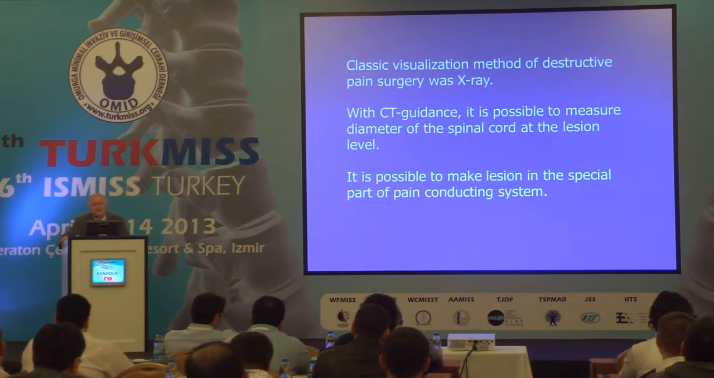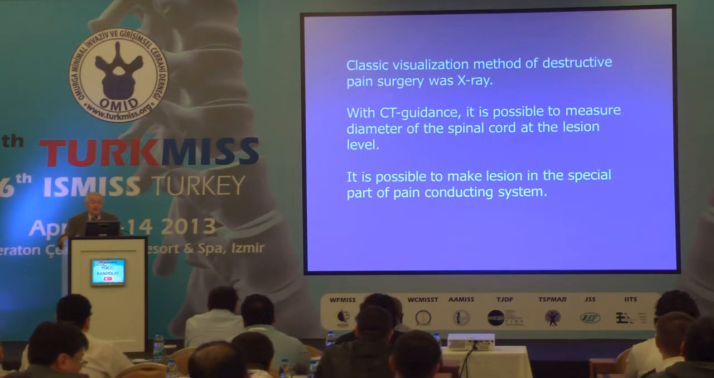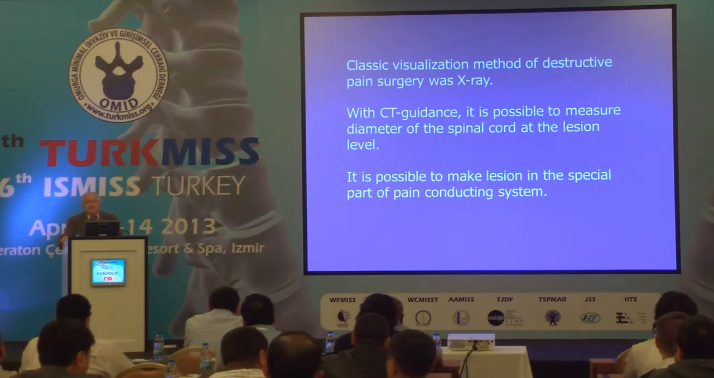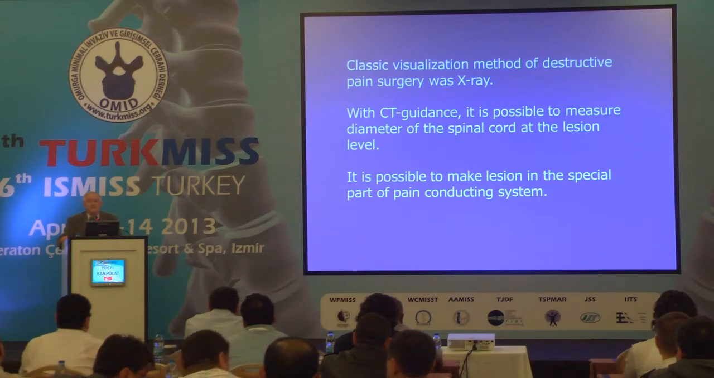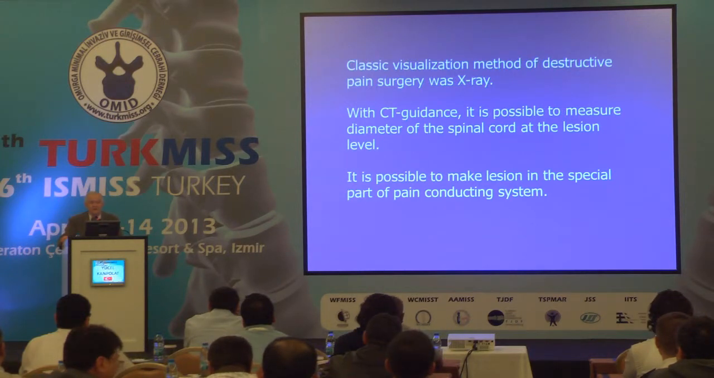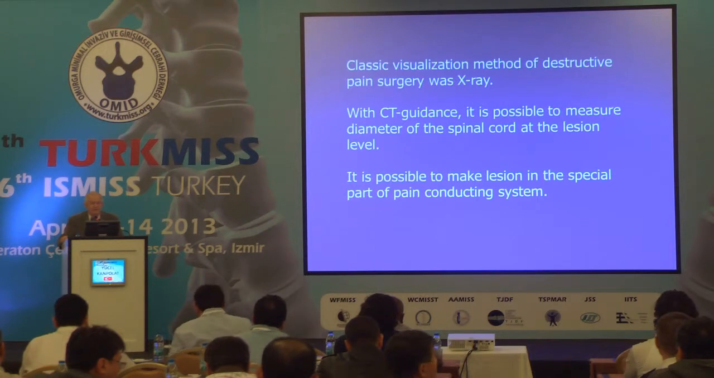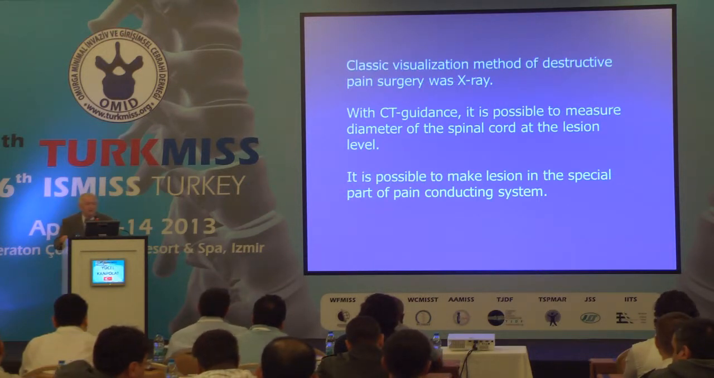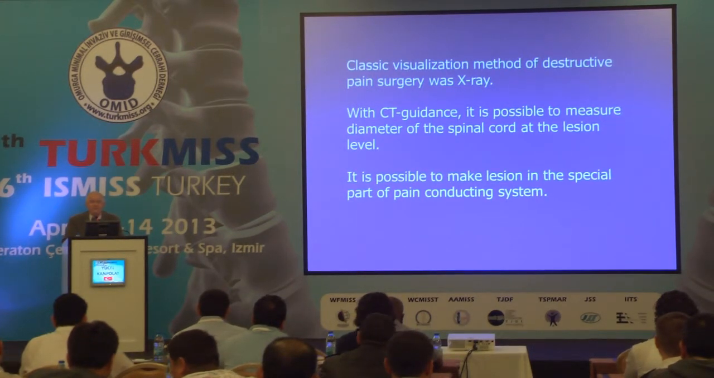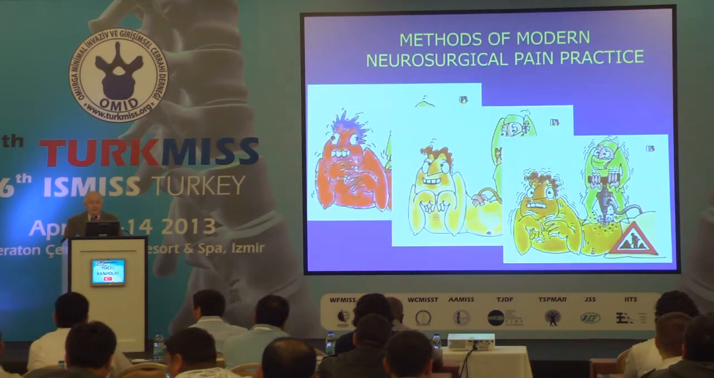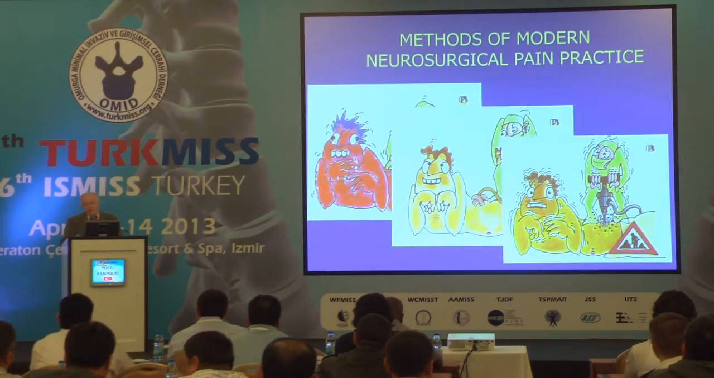The classical visualization method of destructive pain surgery was X-ray. With CT guidance, it is possible to measure the diameter of the spinal cord at the lesion level. Since 1986, I have been using this procedure with CT guidance at the CT unit. It is possible to make the lesion in a specific part of the pain conducting system, such as a selective cordotomy, extralemniscal myelotomy or selective trigeminal tractotomy. We use many methods.